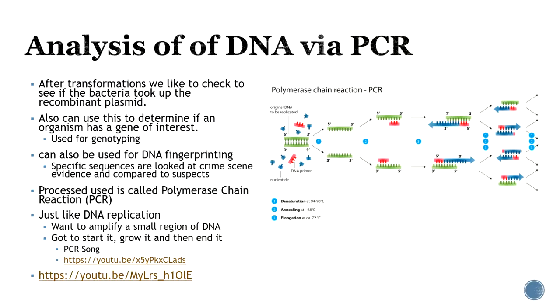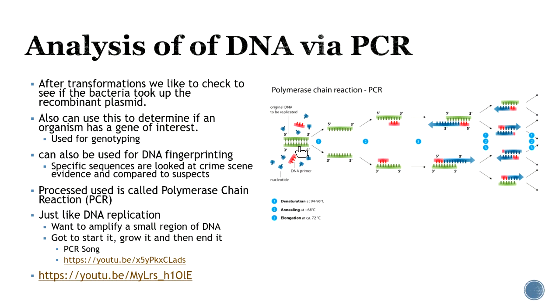One thing that we can also do to check to see if the bacteria took up our gene is do an analysis via what's called PCR. It's called polymerase chain reaction. PCR is just a short term for it. Now what PCR does is make a copy of one gene a lot of times. It's just like pushing out multiple copies over and over again.